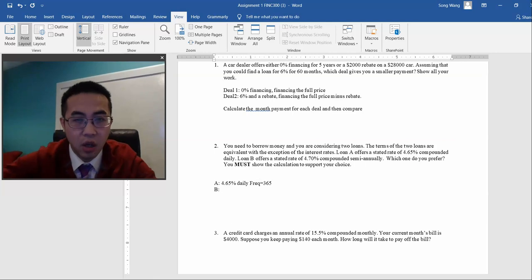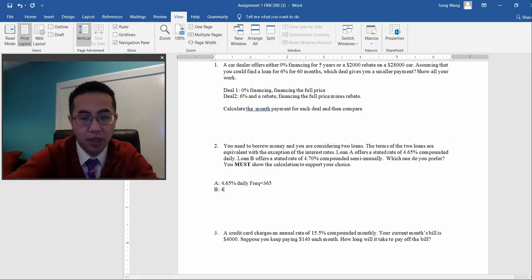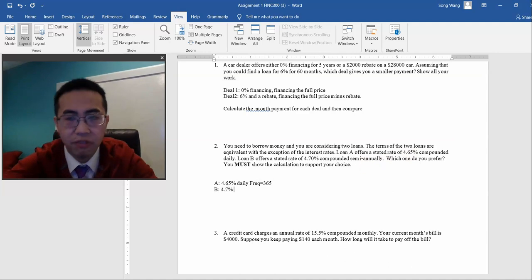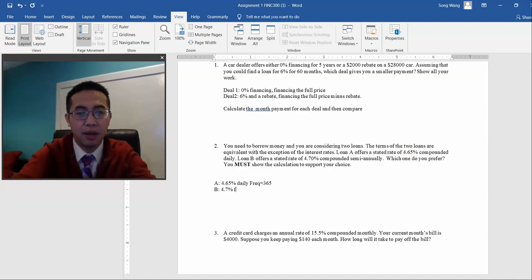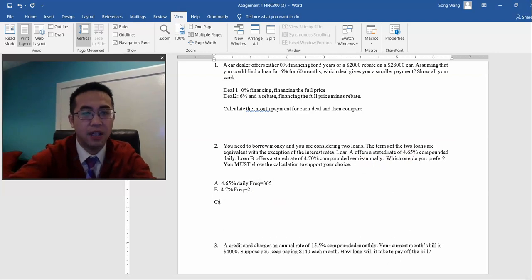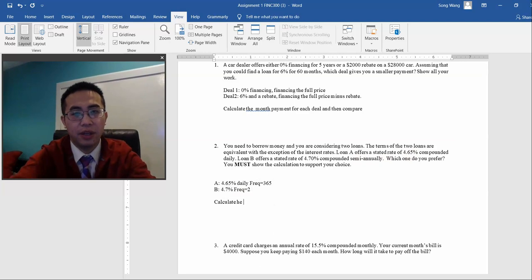And the second loan gives a stated rate of 4.7%, and the compounding frequency is semi-annual. So that means the frequency is 2 per year. Your job is to calculate the effective rate for each loan and then compare.